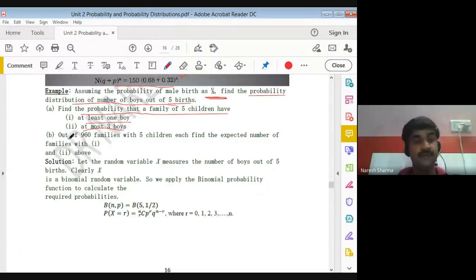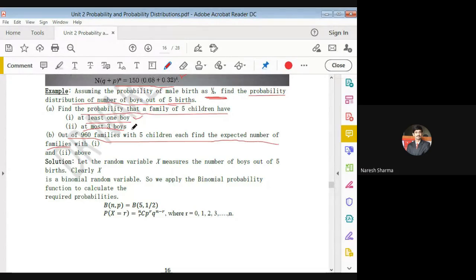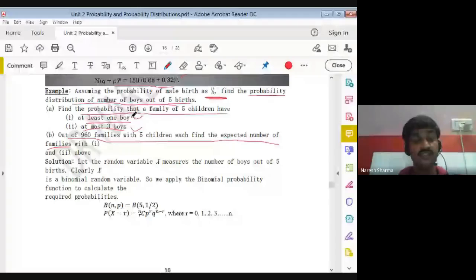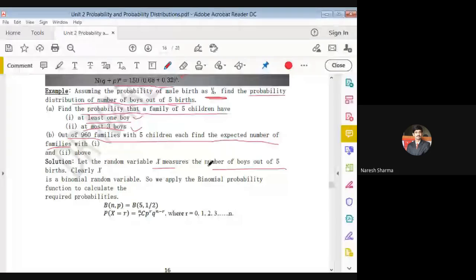And part B says that 960 families with 5 children each. Find the expected number of families with the first part, at least 1 boy, and the second, at most 3 boys. So first we consider the birth of a boy as success. If x is the random variable, the number of boys out of 5 may be 0, 1, 2, 3, 4, or 5. The probability of success is given as 1/2, and obviously the failure is also 1/2.